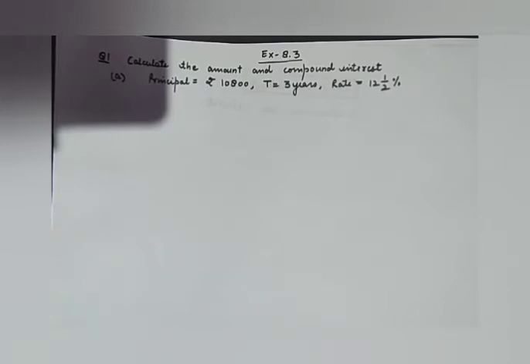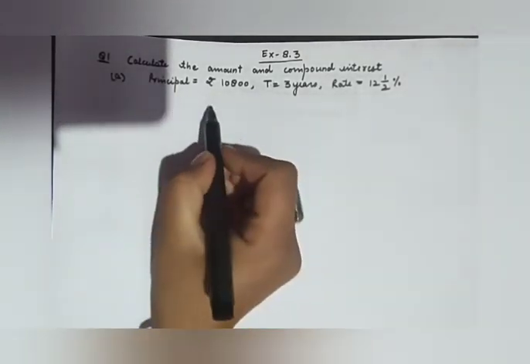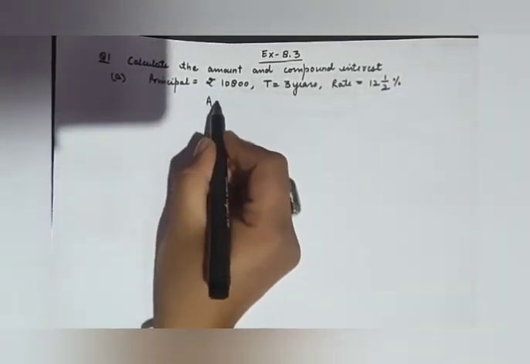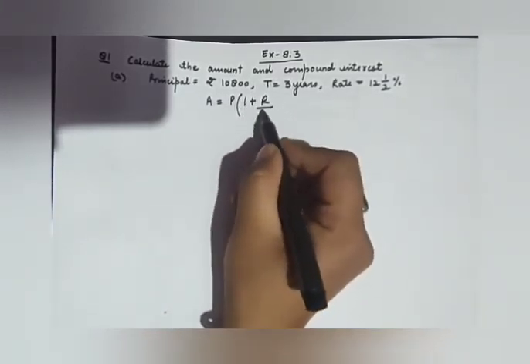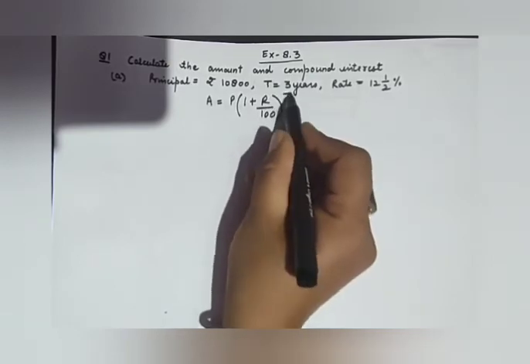Part A of this question: principal is equal to rupees 10,800, time is 3 years, and rate is 12 1/2%. Okay students, so here you have to find out compound interest and amount in this case. Firstly, you all know the formula for amount: A = P into (1 + R/100) raised to power T.